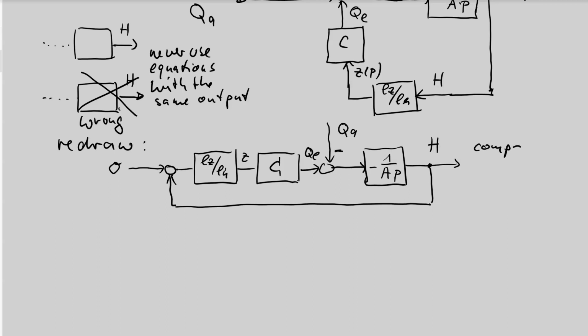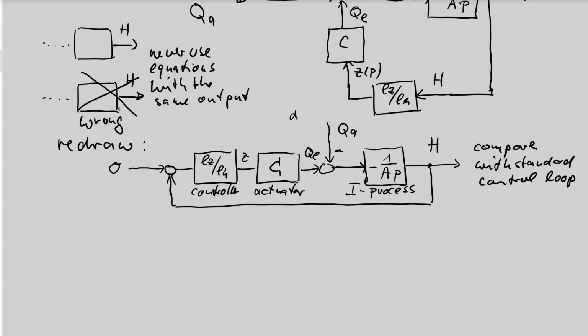This is just very similar to my standard control loop. Compare with standard control loop. You can say, okay, this is a process, a tank. 1 over P comes from the integration, and here we can say in general this is an integrating process. This is the actuator, and this is the controller. Desired value is not available. This is a disturbance.